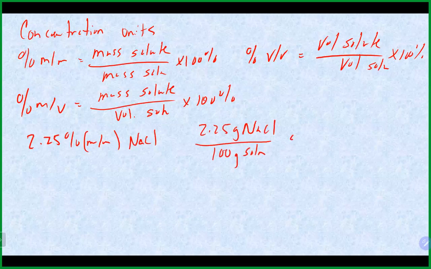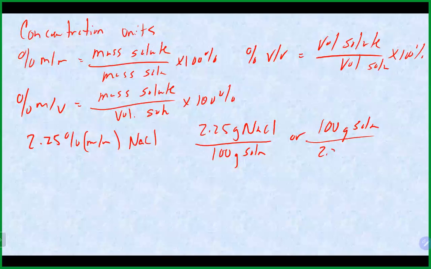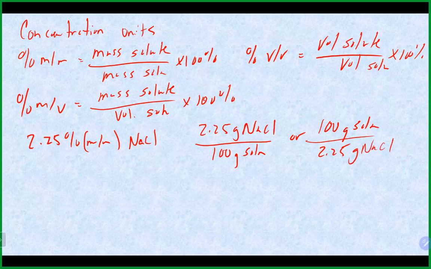Or again, you can flip it around: in 100 grams of solution, you would have 2.25 grams of sodium chloride. You could also obviously do that for any of the other ones as well. Typically, the volume to volume one is milliliters over milliliters, so you would assume something like 2.25 milliliters of sodium chloride in 100 milliliters of solution. The mass to volume one is usually grams per milliliter, so you would do something like 2.25 grams of sodium chloride in 100 milliliters of solution.